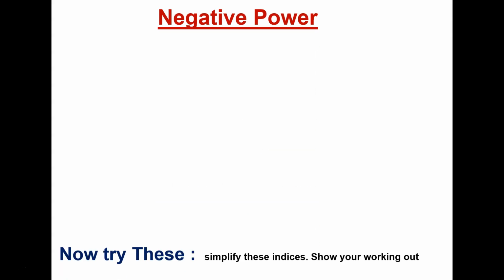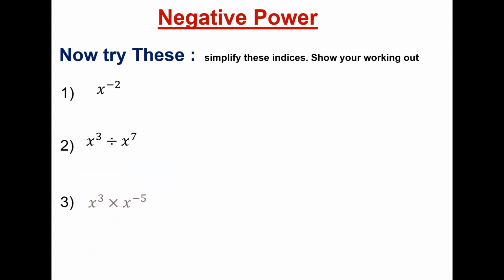I think you understand. So, can you try these 3 equations? You can stop the video and try. Fine, I think you have tried. So let's do it together. This one we just apply the formula straight away. We just write down 1 divided by x power of 2 without the negative.